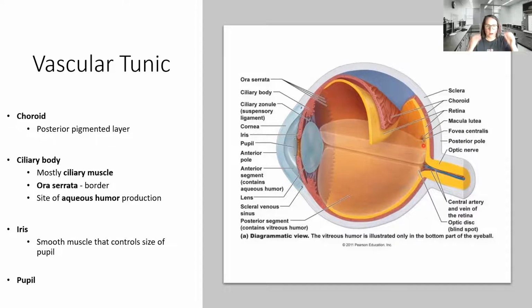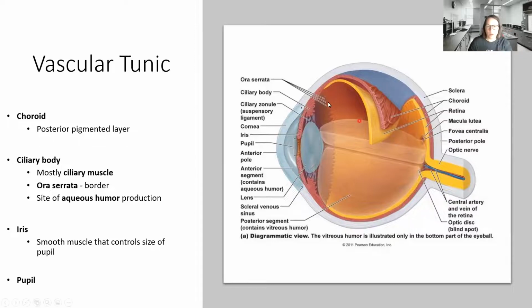Now, the middle layer, as I mentioned, is where most of the structures we're going to be learning are located. The vascular tunic is made up of a dark layer. It's usually represented as red, though when we look at it in real life, it's actually black. This is called the choroid. This is the posterior part here. It's a very dark layer, and it helps collect excess light rays.